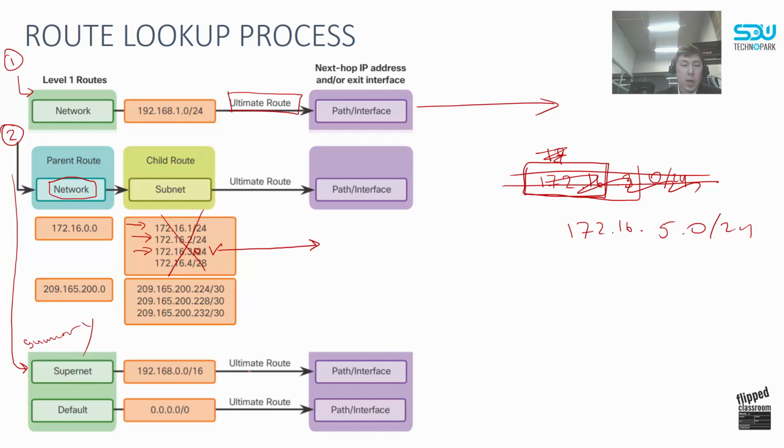And if it does not find it in the supernet route, then it will look for the default route if it exists. And if it does not find it elsewhere, then the router will send the packet through the default route, because the default route is like a backup. I don't know where to send you, you go there, maybe you will be successful.